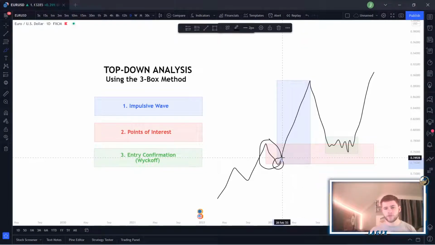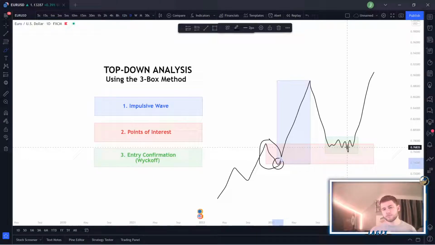So we've identified the most recent impulsive wave, that's a blue box. Within that impulsive wave, we've taken that down move, so the last down move before the up moves, that's the demand zone, so our point of interest. And as price is trading back down, we've had the shift from weaker to stronger hands, we've had the manipulation and creation of liquidity, and then the reversal of the market. Now that is exactly where we would get in on the trade.